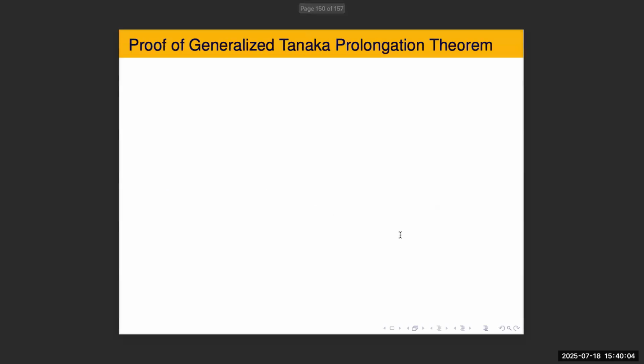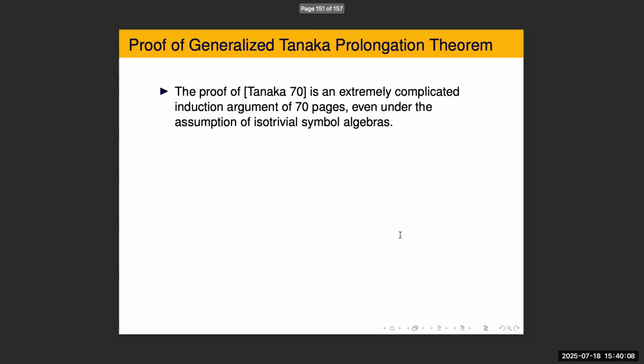And the proof, let me just mention that the main difficulty of the proof is an extremely complicated induction argument, because Tanaka's original proof is 70 pages long, even under the assumption of isotrivial symbol algebras.